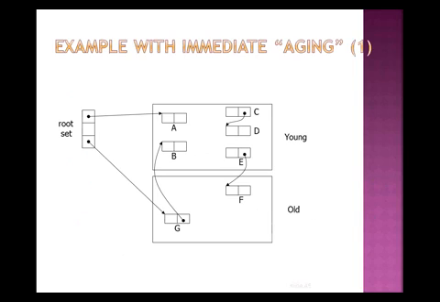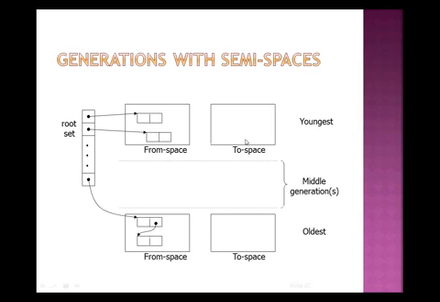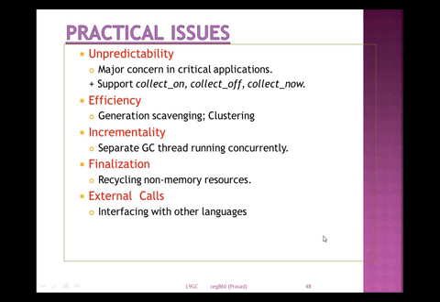This is the method that is used. This is the example of the young and the old. First they are young, now they are old. This is a generation with semi-spaces, that is a from and a to. This is the youngest, this is the oldest.